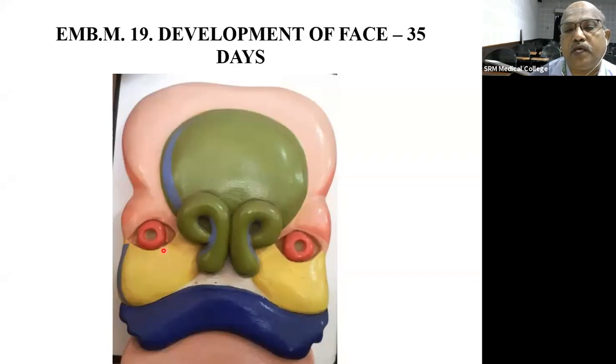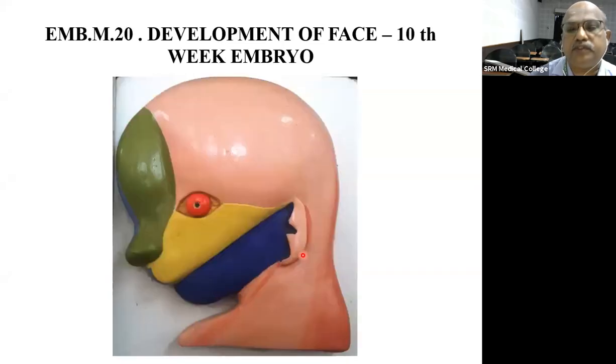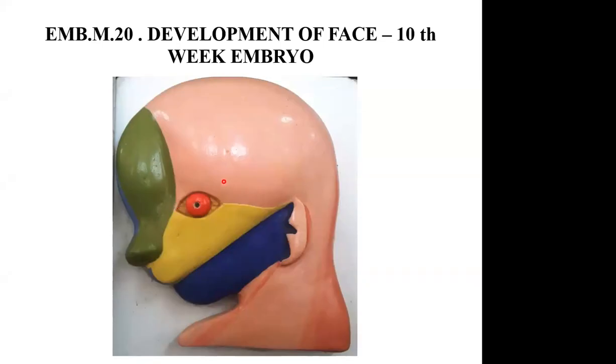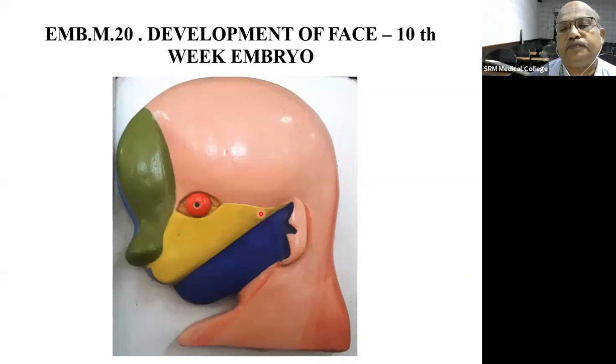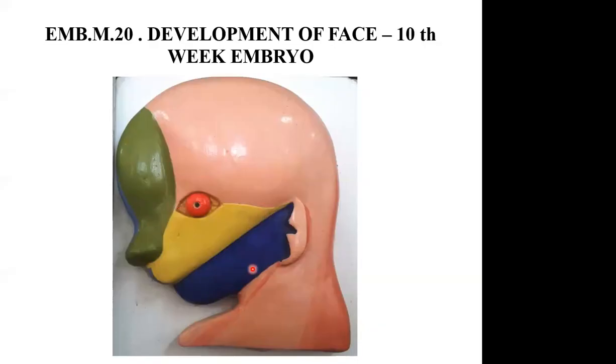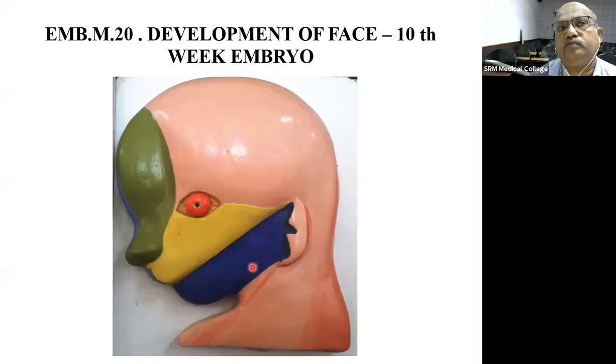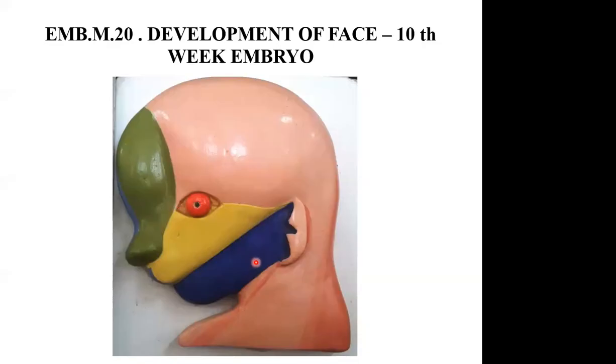In addition to that, you have the developing eye here. Now the next stage, same thing. Why is it given? For the nerve supply. This is the frontonasal process. Whatever structures develop from the frontonasal process are supplied by the ophthalmic division of the trigeminal nerve. Whatever is derived from the maxillary process, the maxillary division. Whatever is derived from the mandibular process, the mandibular division.